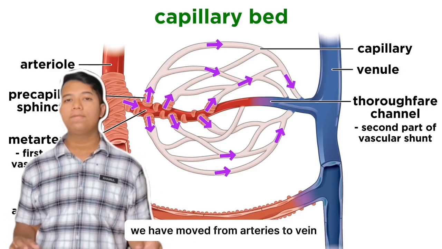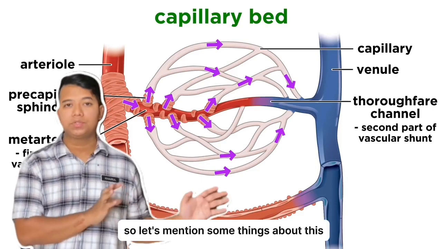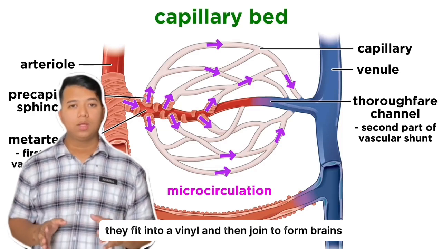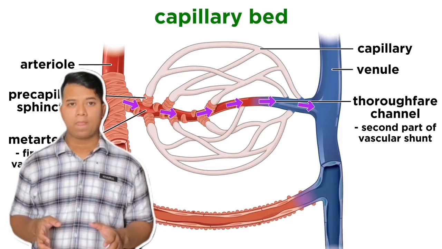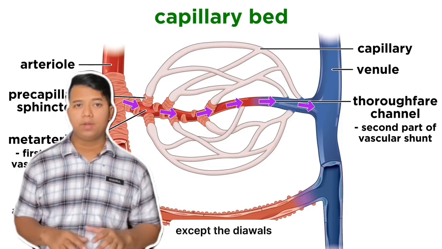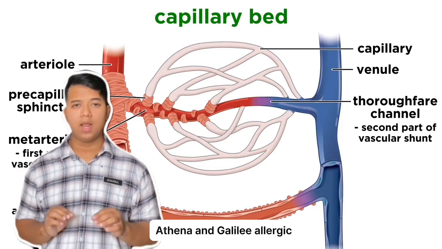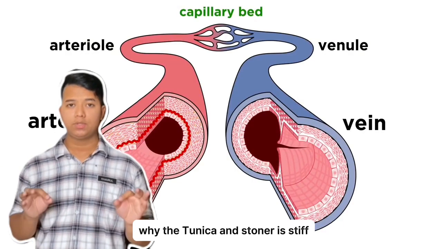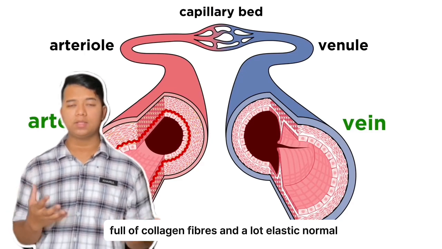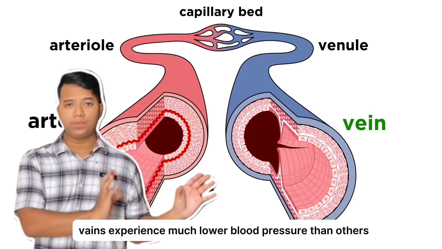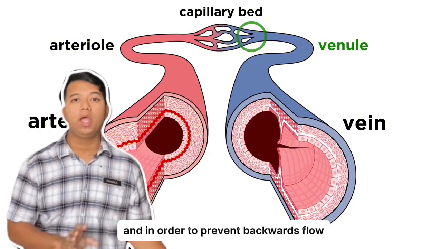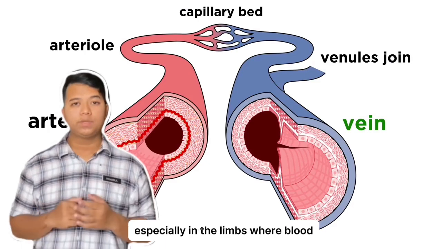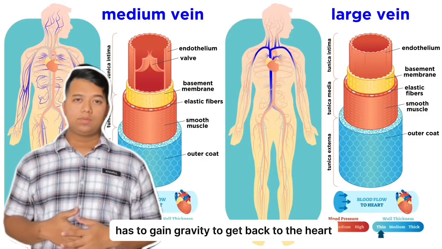Through the capillary beds, we have moved from arteries to veins, so let's mention some things about this. As capillaries unite, they feed into venules, and venules join to form veins. These look very similar to arteries, except their walls are thinner, their lumens are larger, and there is less smooth muscle in the tunica media, while the tunica externa is thick, full of collagen fibers and an elastic network. Veins experience much lower blood pressure than arteries, and in order to prevent backwards flow, there are a number of venous valves that help direct blood flow, especially in the limbs where blood has to fight gravity to get back to the heart.